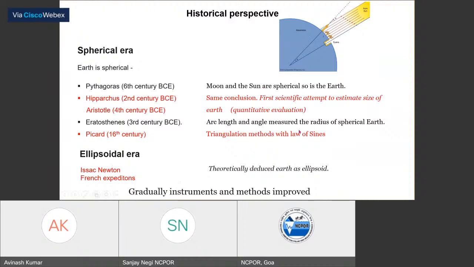Similarly, certain scientific attempts were made to estimate the size of the Earth, and these were quantitative evaluations with the same conclusions. Further, Eratosthenes in the 3rd century BCE was the first person to actually estimate the mathematical shape of the Earth, using arc length measurement. The spherical era ended with Picard, who estimated the shape of the Earth on the basis of triangulation methods. Further, with improvement in the theoretical aspect, Isaac Newton derived the Earth's shape as an ellipsoid, and certain French expeditions also proved Earth to be an ellipsoid. This was a brief overview of the historical perspective of the Earth's shape.